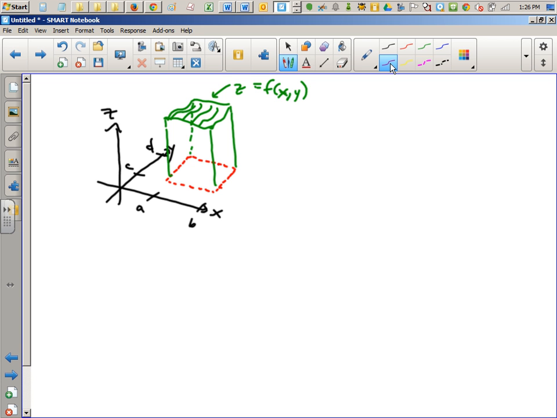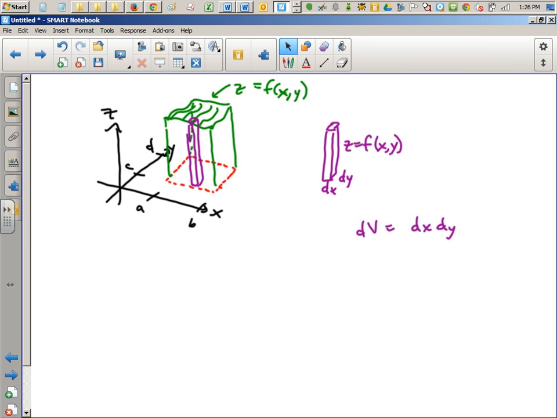So the way I decided I was going to teach it was I was going to draw one little tiny pillar in here. It's just a tiny portion of your volume. And we said that this distance is like dx, and this distance is like dy, and this distance is like z equals f of xy. So the volume of this thing is just length times width times height. So let's do z first. Let's do z times dx times dy.